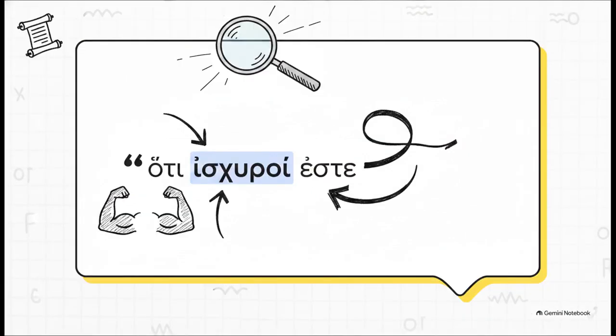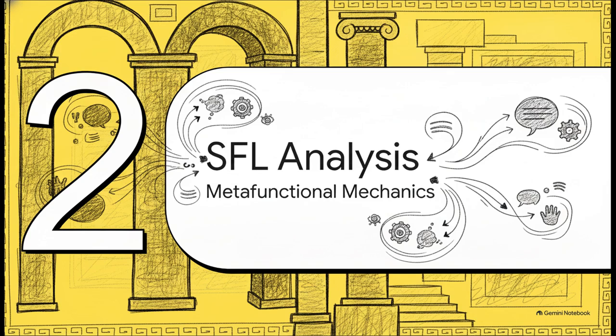Now, pay really close attention to the marked theme in clause 2:14f. Normally, you'd expect the verb or process to be the starting point, right? But here, the predicate attribute ischuroi, meaning strong, is fronted before the process este. By fronting this adjective, the author creates a highly marked, emphatic thematic anchor right before detailing the expanded grounds for the young adults.